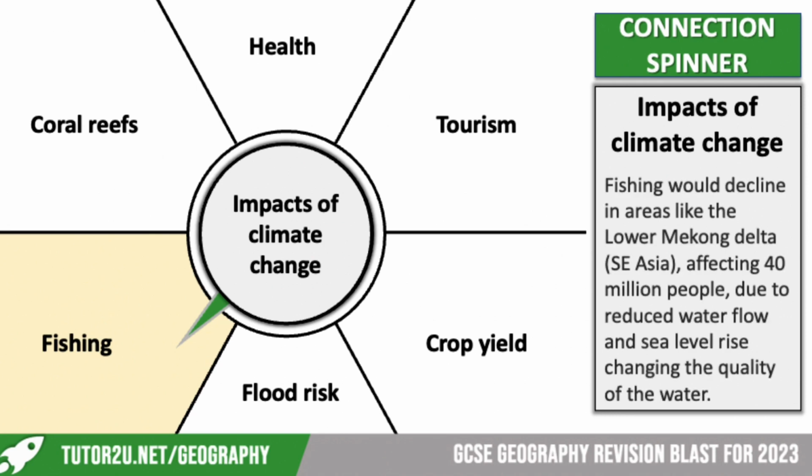Right, let's reveal the answer. So fishing could decline in areas like the Lower Mekong Delta, which is in Southeast Asia. That would affect 40 million people that rely on that river. And that would be because of the reduced water flow and the sea level rise, which would change the quality of the water. And obviously there are other areas around the world that would be affected too. Well done if you came up with some of those impacts.